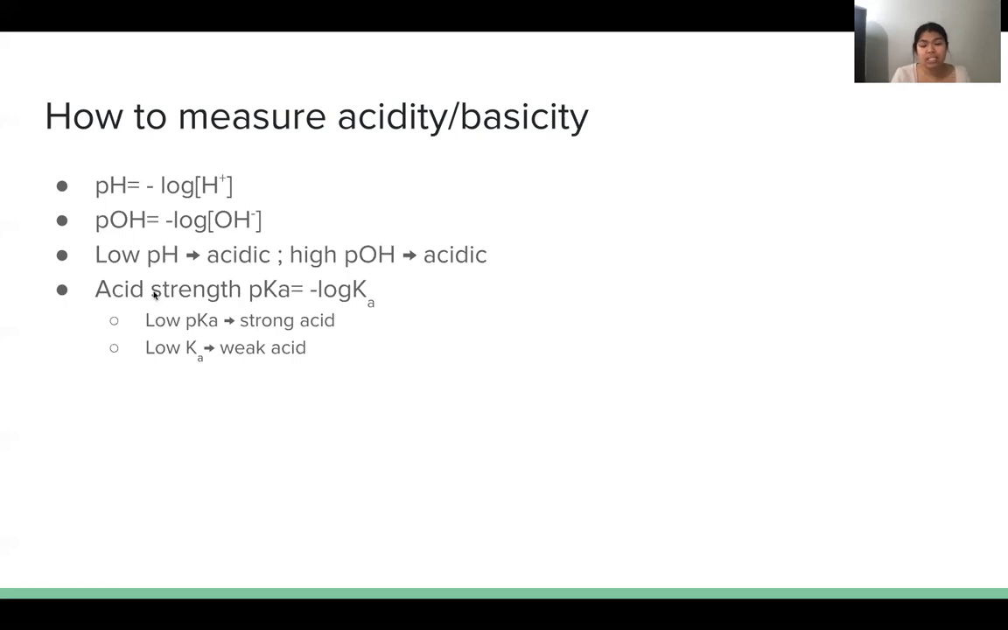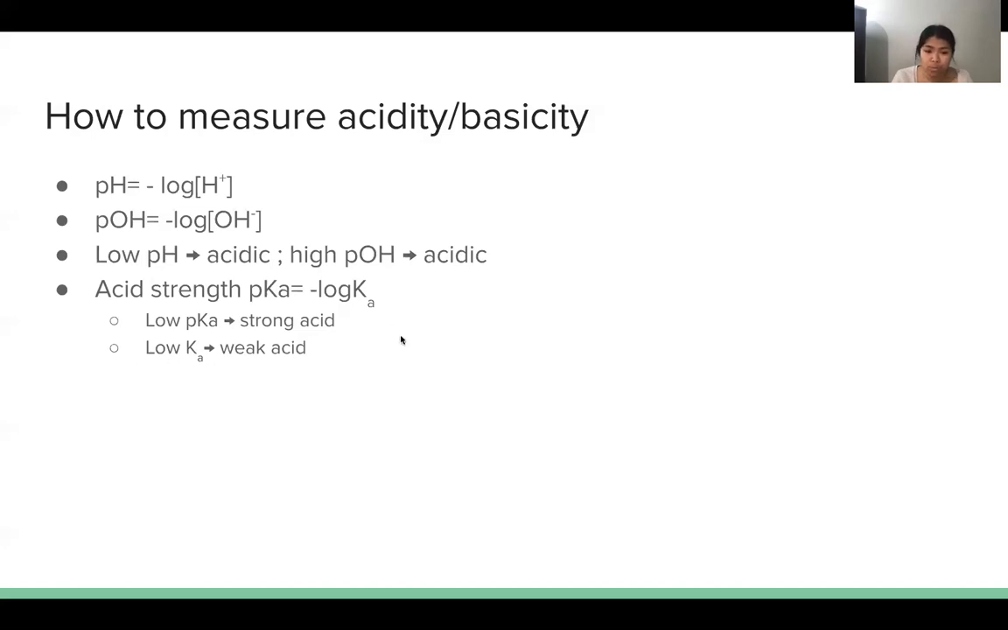So let's look at acid strength here. pKa is equivalent to negative log of Ka. And the important trend to know there is when you have a low pKa, it means it's a strong acid, much like pH. So pH and pKa are going to be similar. If a pH is low, it means it's acidic. If a pKa is low, it means it's a strongly acidic substance, so it's a strong acid.